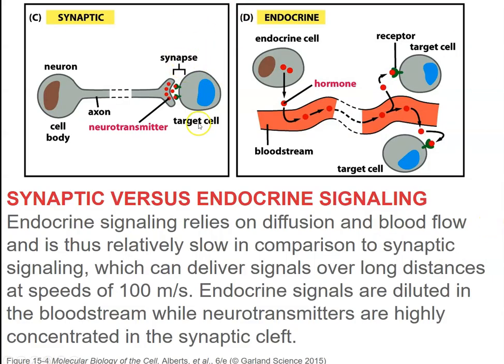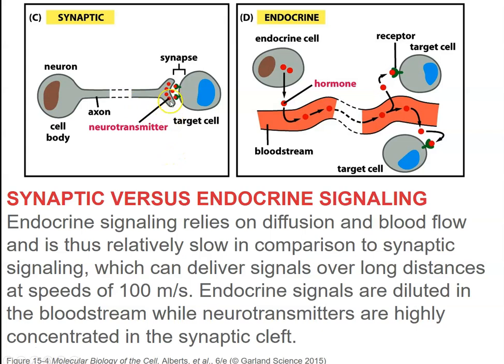So in the synaptic versus the endocrine signal, they both involve targets that are far away. But since endocrine signaling relies on diffusion and blood flow, it's going to be a whole lot slower than synaptic signaling. So of course, for the nervous system, we want our target cells to be able to react very rapidly to the binding of the neurotransmitter to the receptors on the target cells.